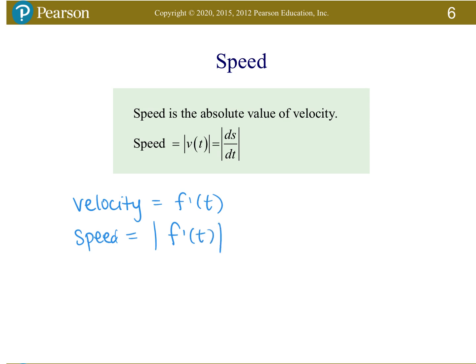When would velocity and speed be the same thing? If they're both positive. When would velocity and speed be different? If the velocity was negative, and the speed is always positive. You say I was speeding and I was going 83 miles an hour. You don't say I was speeding and I was going negative 83 miles per hour just because you were going south on the freeway. Speed is always a positive number.